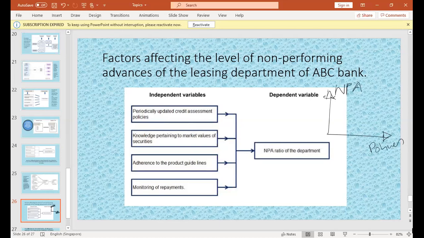So you plot each branch. This is the extent to which this branch followed the policies, and this is their NPA. This branch had this much follow up with the policies, and their NPA was so much. So we would get something showing a downward trend. What is the unit of analysis? We connect the two sides. The independent and dependent connection is made through each branch. We took the NPA for the branch, so the unit of analysis is each branch.